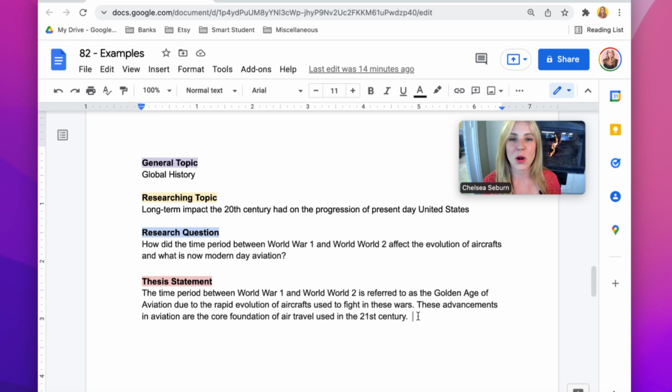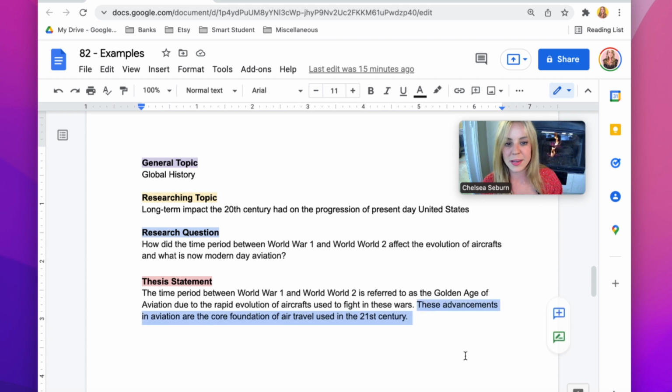Do we have our researching topic? Yes, we do, because we're researching the impact the 20th century progression had on present-day United States, specifically World War I and World War II, which we have right here. Now, we want to know how this period affected specifically the evolution of aircrafts. Do we have that? Let's see here. Yeah, we have that right here.